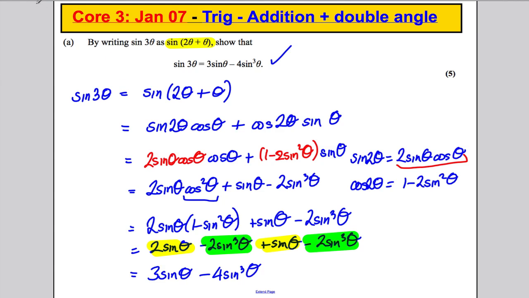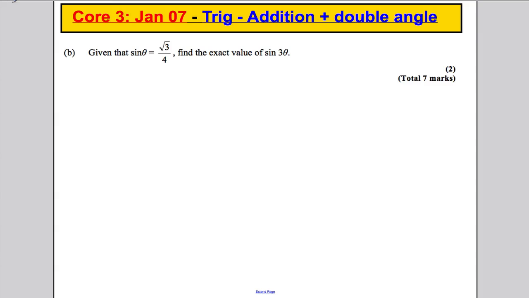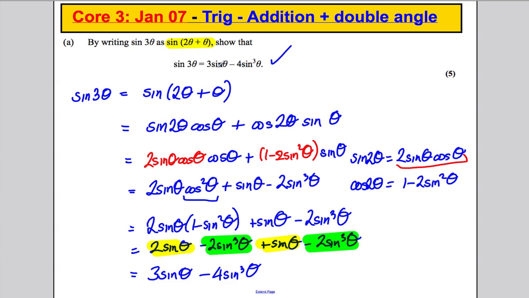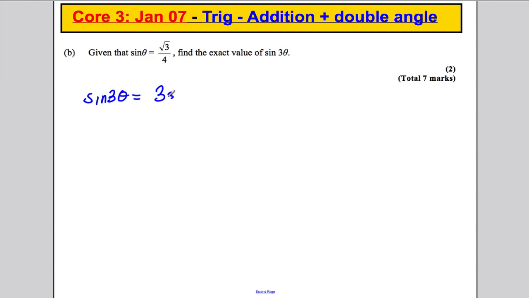Okay, next part. Given that sine theta is root 3 over 4, find the exact value of sine 3 theta. Well, from the previous part, we have an expression for sine 3 theta. And it is 3 sine theta subtract 4 sine cubed theta. But we also know that sine theta is root 3 over 4. So it's just simple substitution.